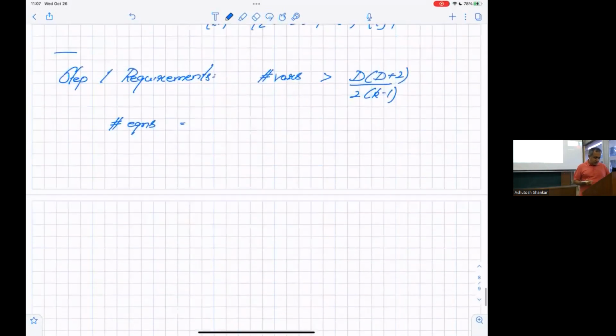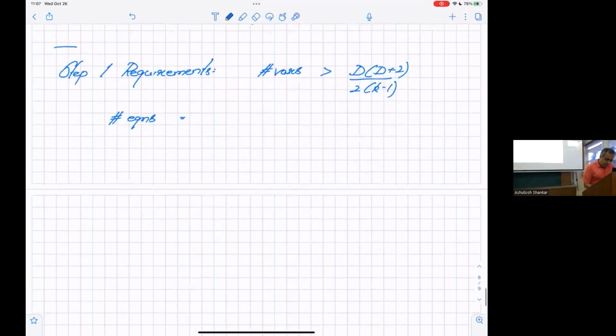Therefore, this is n times the number of (i, j) such that i plus j is less than r. This is n times r plus 1 choose 2.